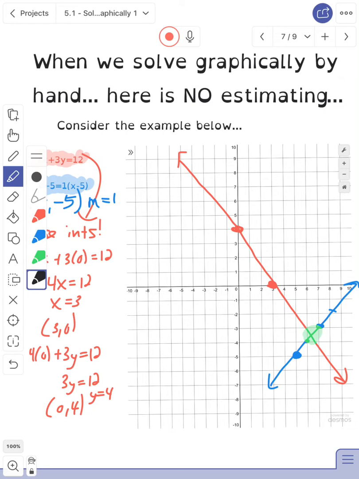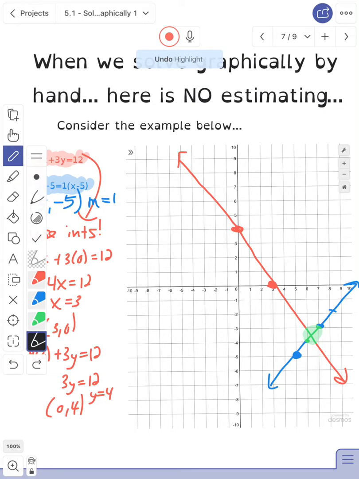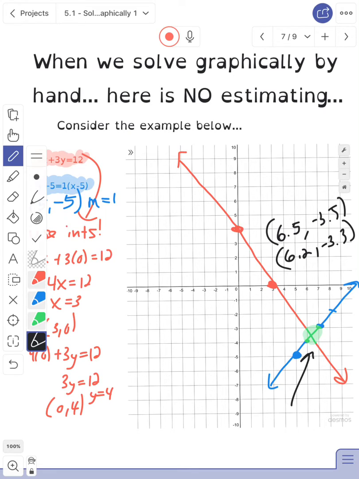But I'm not sure what the coordinates of that is. Is that the point 6.5, comma, -3.5? Or is that the point 6.2, and the y value is more like -3.3? There's really no way we can tell. So here, we can't guess.